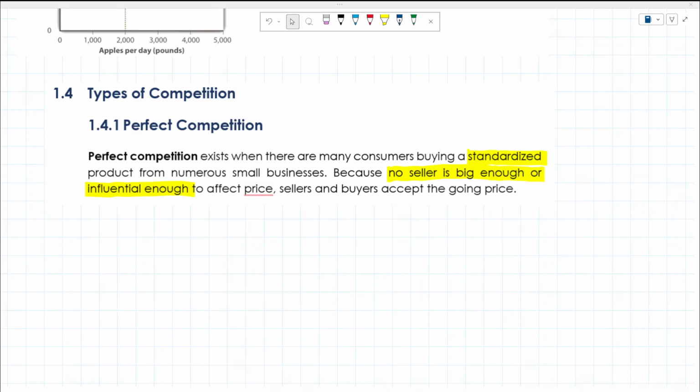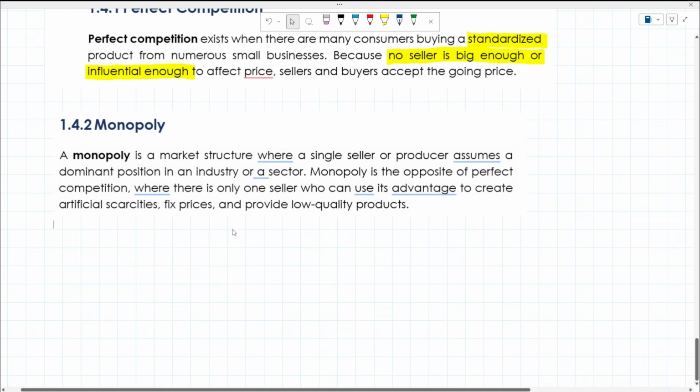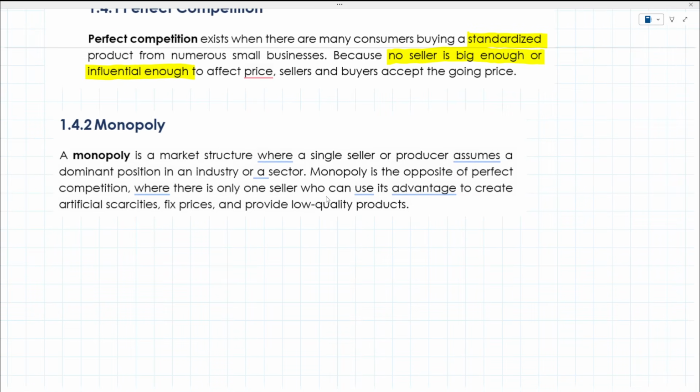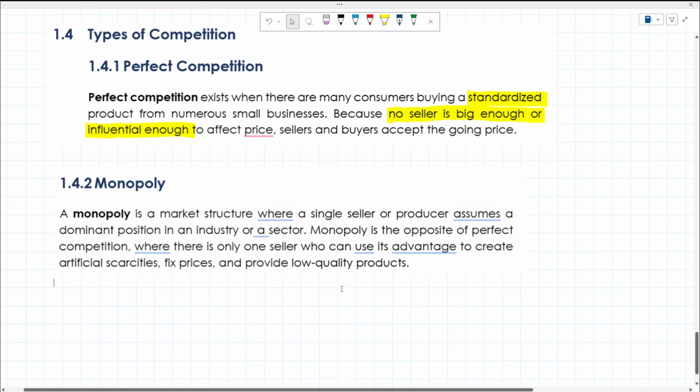The second is what we call monopoly. So a monopoly here, we have played this game, I reckon, from our childhood. A monopoly is a market structure where a single seller or producer assumes a dominant position in an industry or a sector. Monopoly is the opposite of perfect competition, where there's only one seller who can use its advantage to create artificial scarcities, fix prices, and provide low quality products. This is of course the opposite of perfect competition.